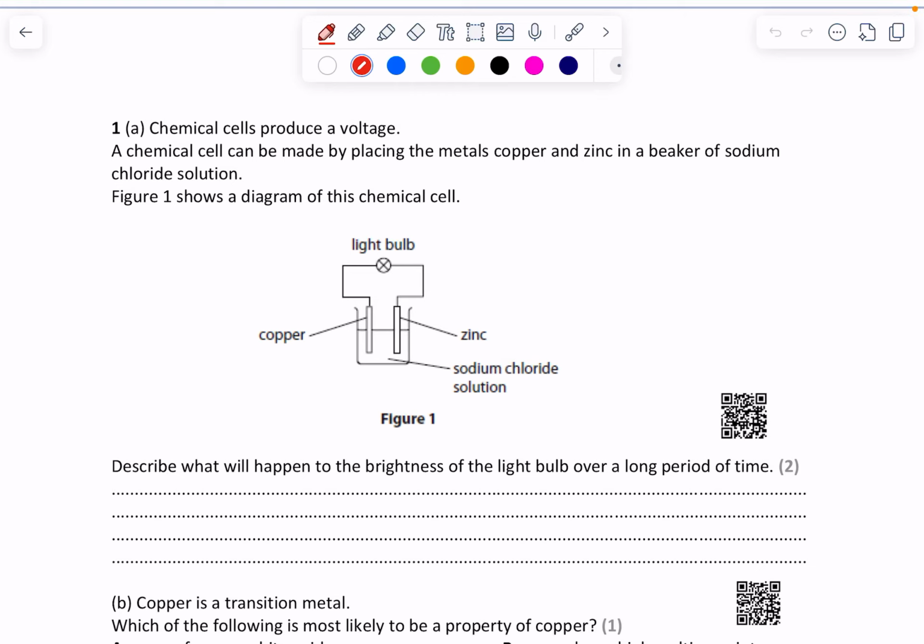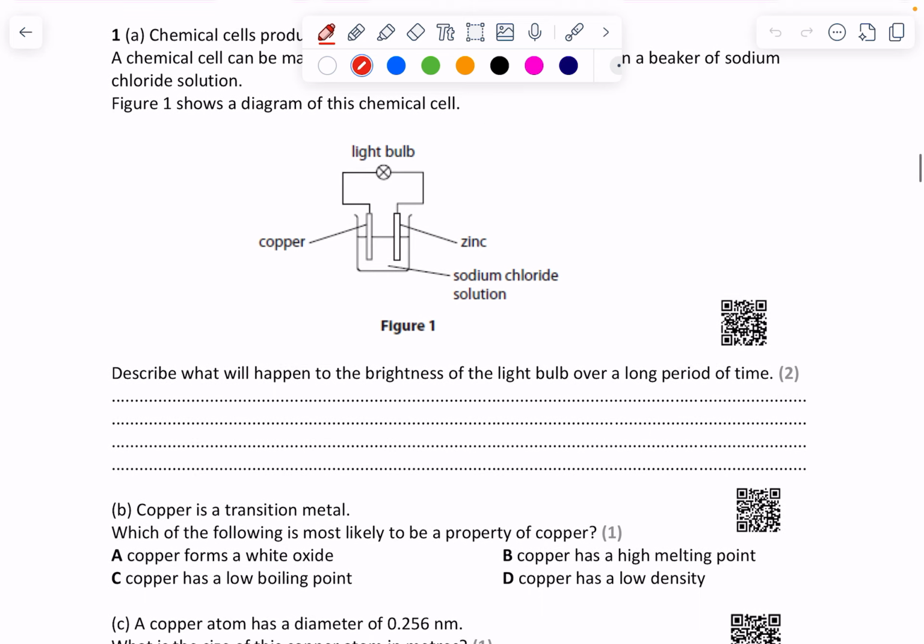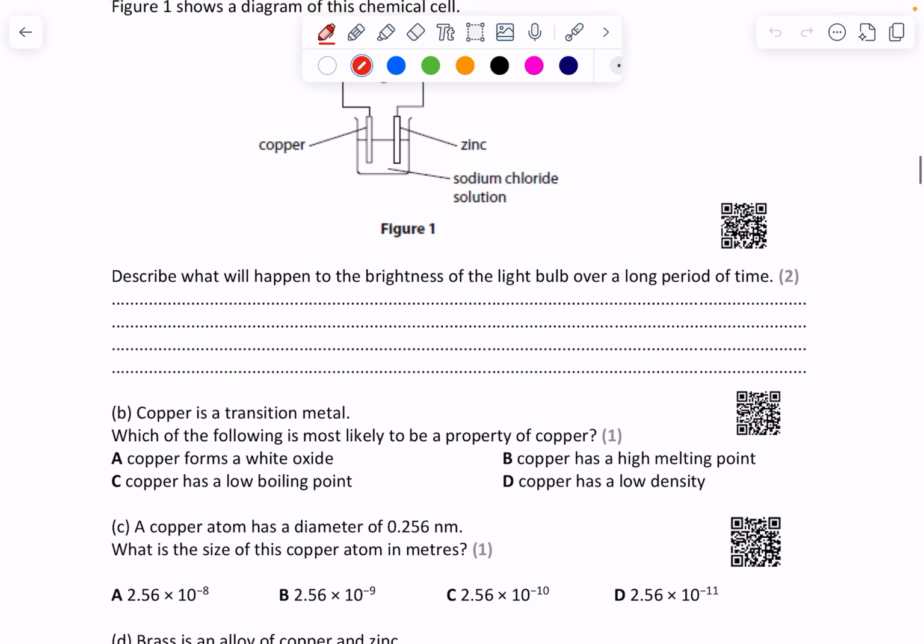Okay, so they're telling us here that the copper cells produce a voltage, and it can be made by placing the setup as we've got here, the metals into the solution. Describe what happens to the brightness of the bulb over a long period of time.